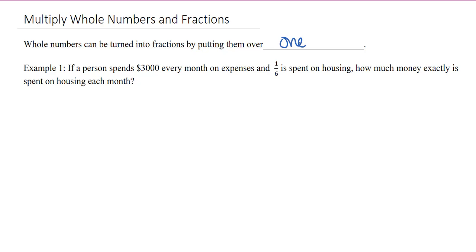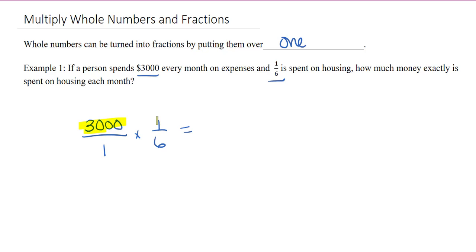If a person spends $3,000 every month on expenses and 1/6 is spent on housing, how much money exactly is spent on housing each month? So we're going to go ahead and multiply this 3,000 times this 1/6. So let's make the 3,000 a fraction by putting it over 1. Then we're going to multiply 1/6. So let's go ahead and multiply.